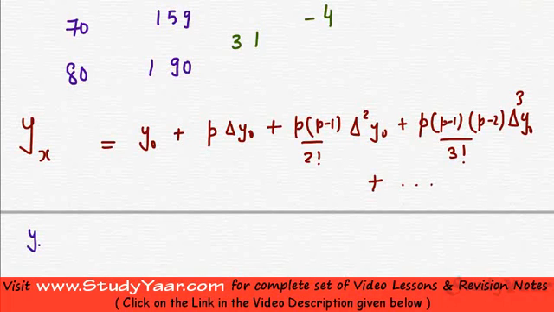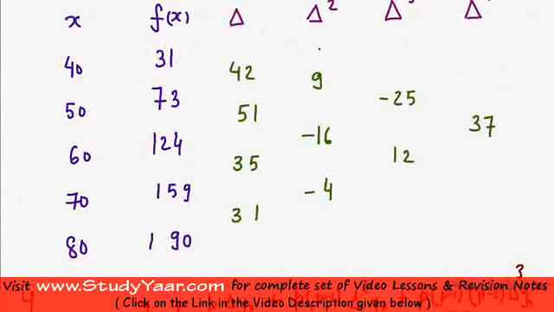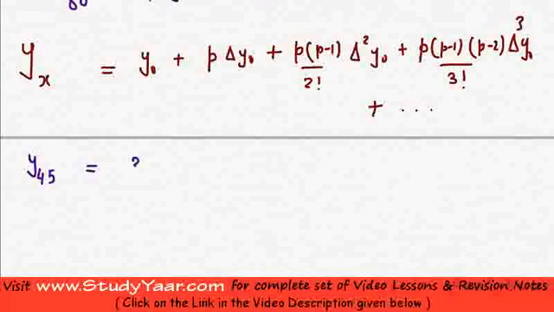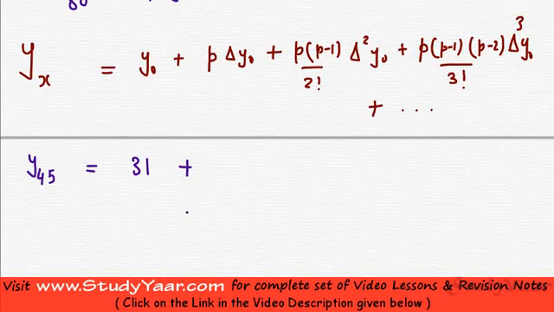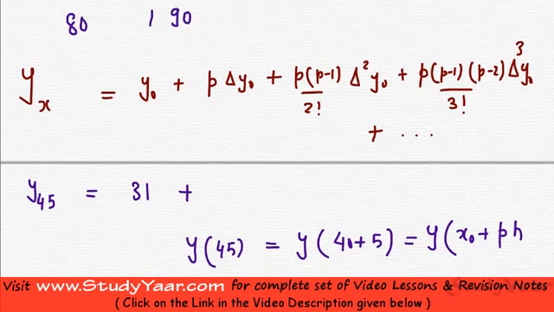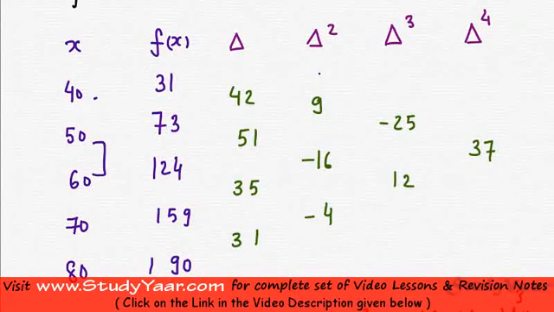You are looking at y at x is equal to 45, which is going to be y0, which is y at x0, which is the starting value. Okay, so it's going to be 31 plus, what is your p? You are looking at y45, which is y40 plus 5. If you compare this with y of x0 plus p into h, what is h in our case? H is the differencing interval, which in this case is 10.